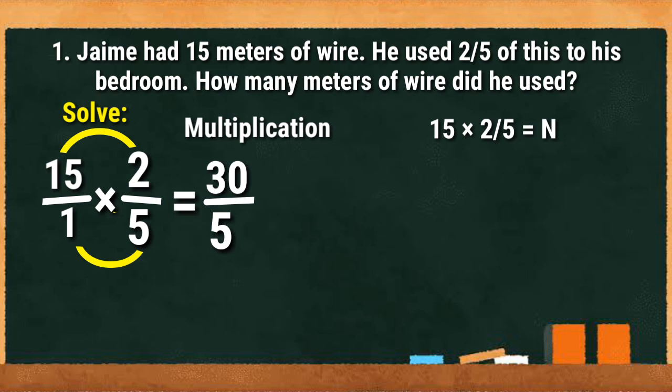Is this your final answer? No, because this is an improper fraction. An improper fraction can be simplified by dividing the numerator by the denominator. We have 30 divided by 5. 30 divided by 5 is 6. So, your answer is 6 meters. Your final answer is Jaime used 6 meters of wire in his bedroom.